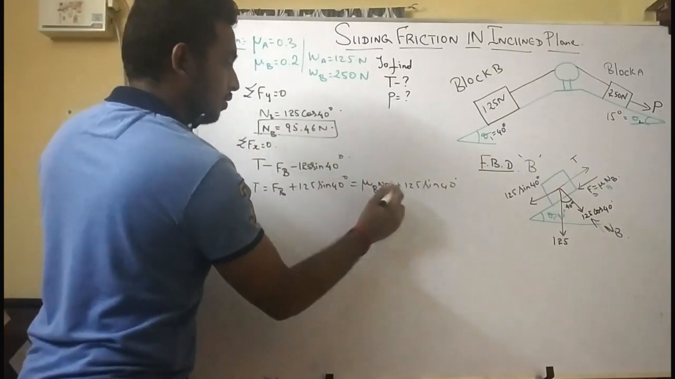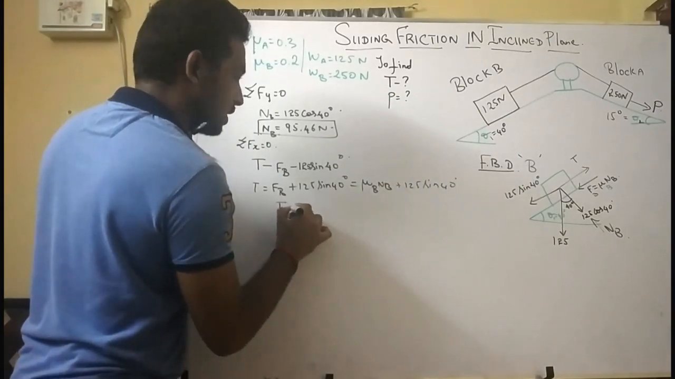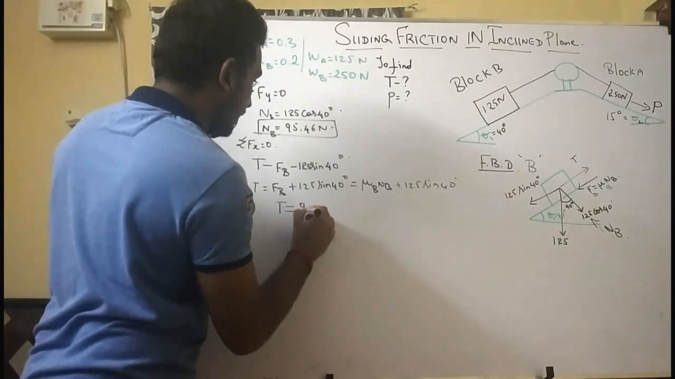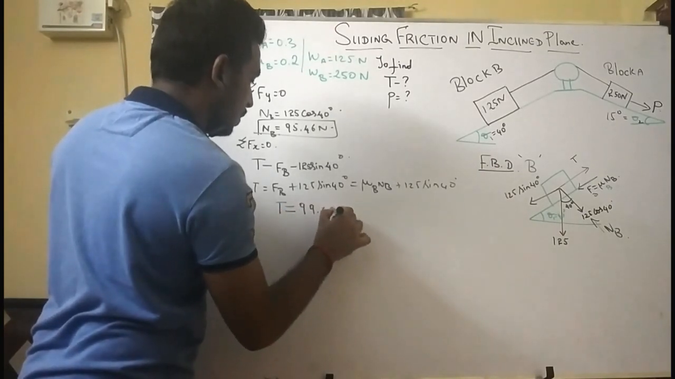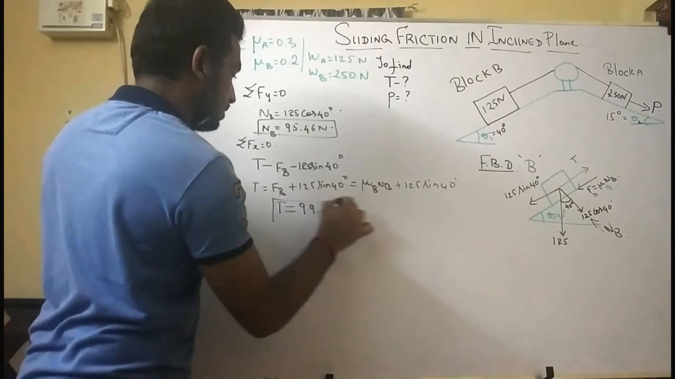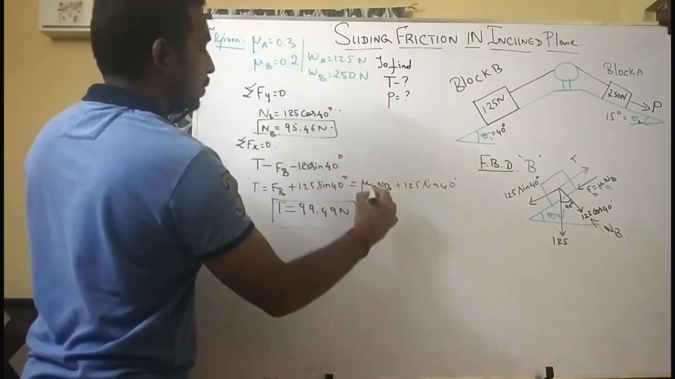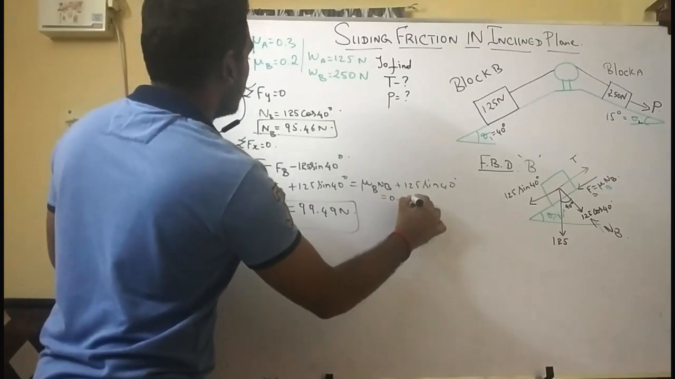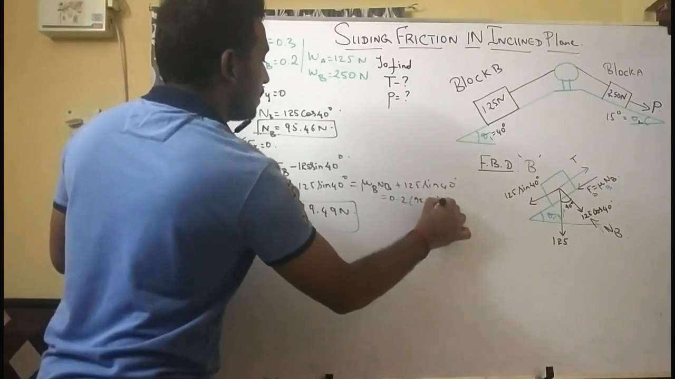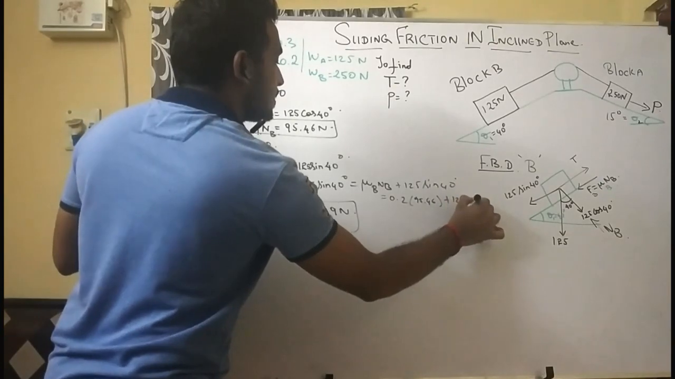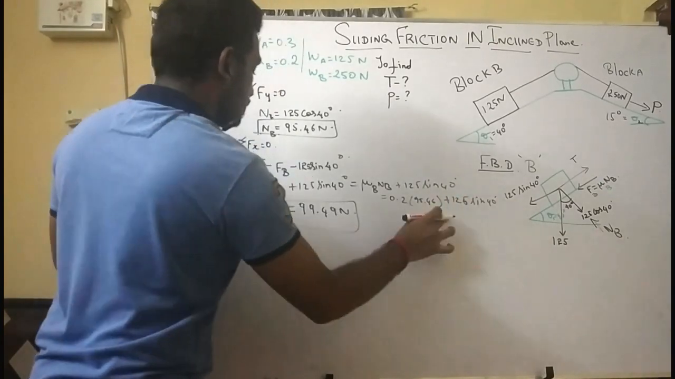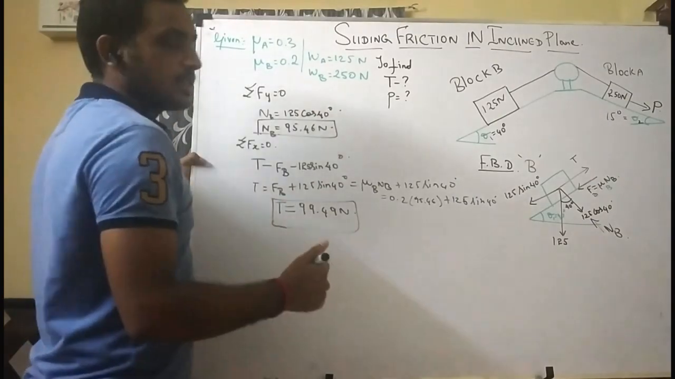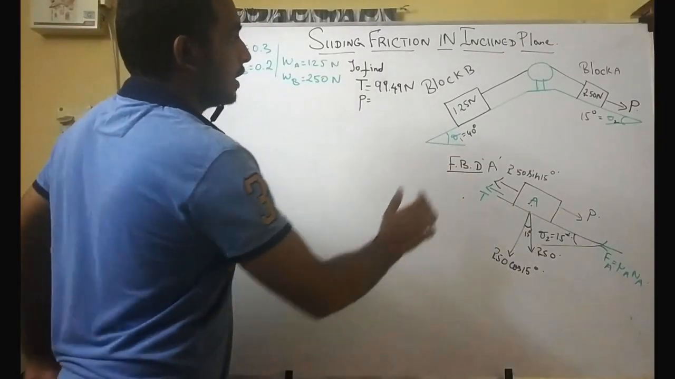Substituting the value of NB, we get the tension acting in the cable. After substituting mu B equal to 0.2, into 95.46, plus 125 sin 40 degrees, we get the tension equal to 99.49 Newton in the cable. Now the free body diagram of A, where we know the tension acts over here.